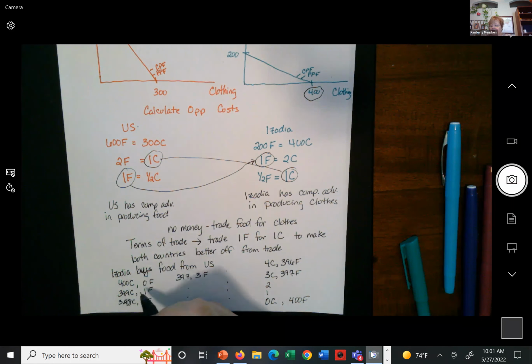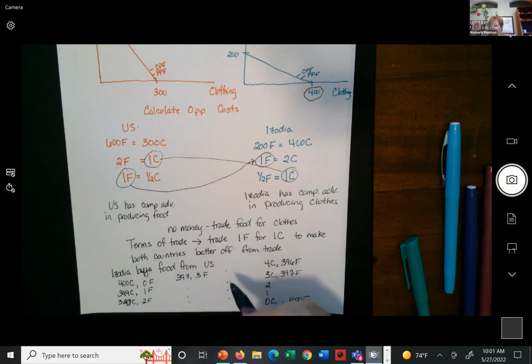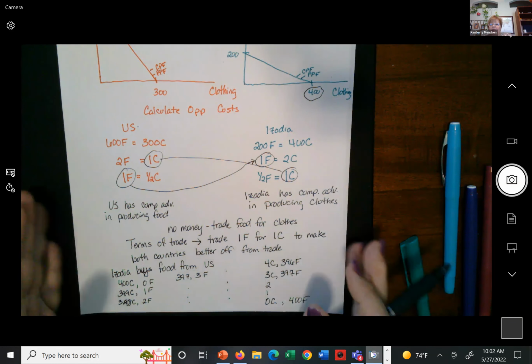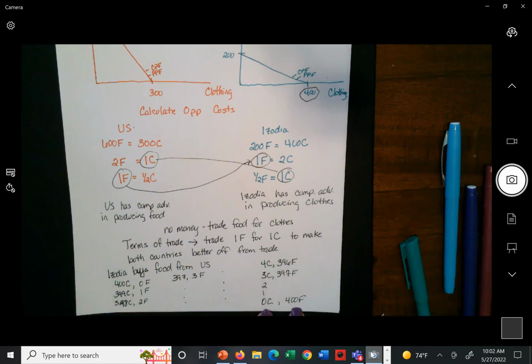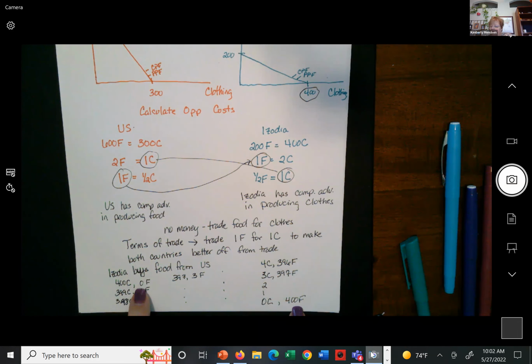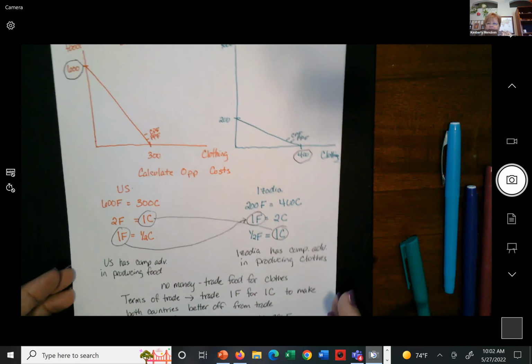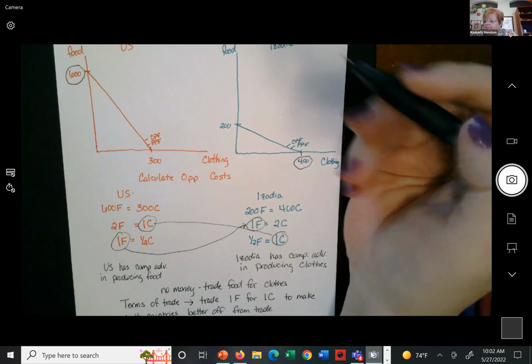So I'm just going, okay, trade away a little bit of clothing, a little bit more, a little bit more, a little bit more. Keep buying more and more food, less and less clothing. And what we would end up with is, look, here's our endpoints: 400 clothing with zero food. Or on the other end, we have zero clothing and they bought all food. Now they're naked and well-fed. Chubby and naked is not the way to go.